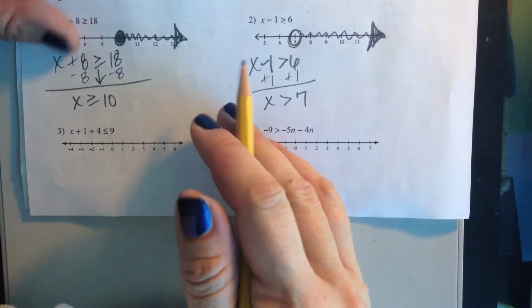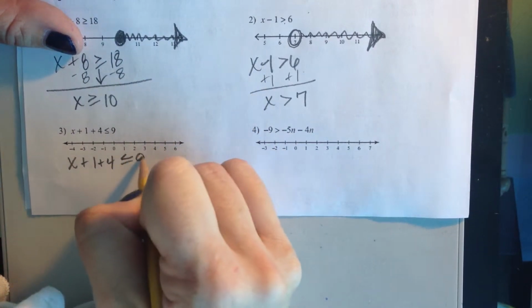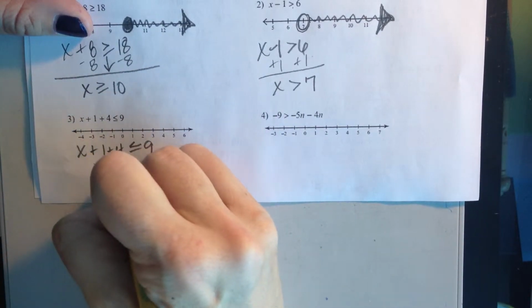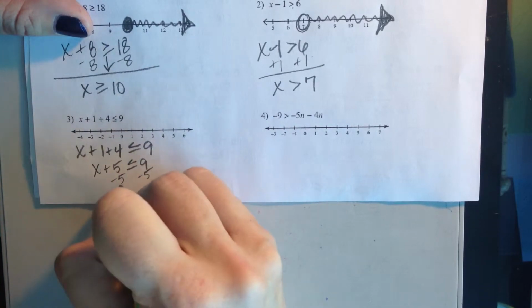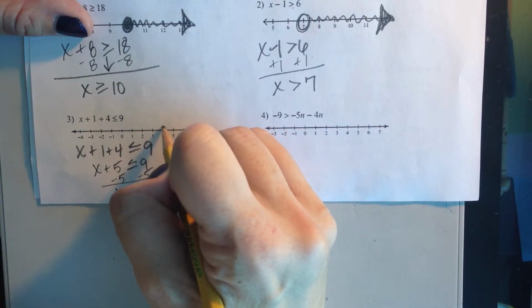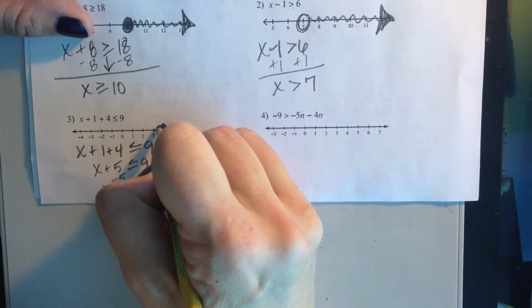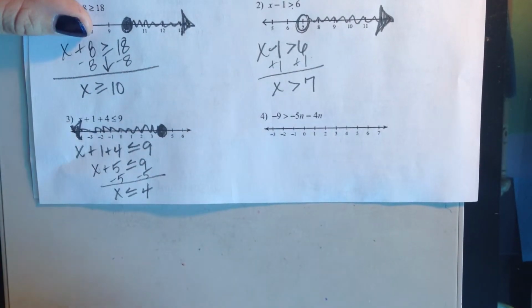Looking at number 3, x plus 1 plus 4 is less than or equal to 9. I just recopy my problem. So this is x plus 5 is less than or equal to 9. I'm going to subtract 5 from both sides and find that x is less than or equal to 4. I'm going to go to 4, close circle, because it's less than or equal to, and since it's less than, I'm going to go to the left side.